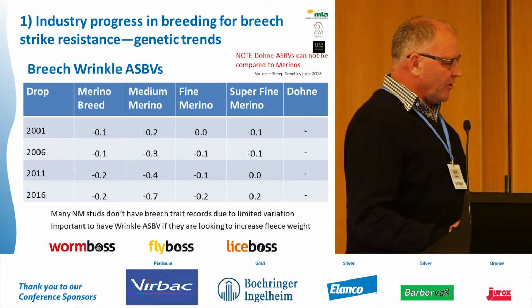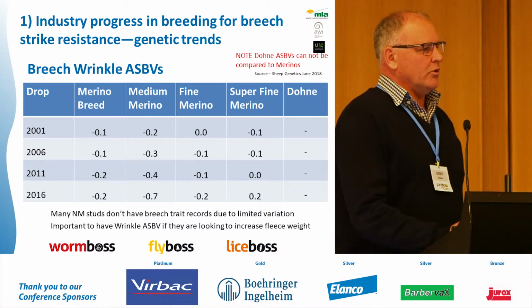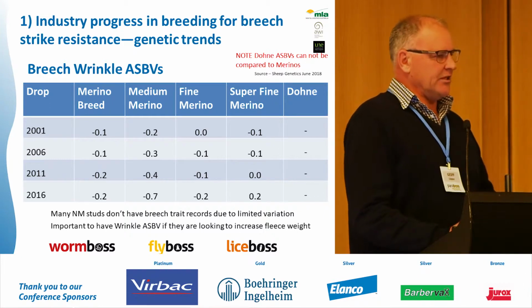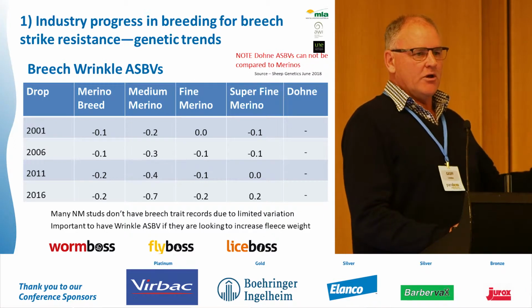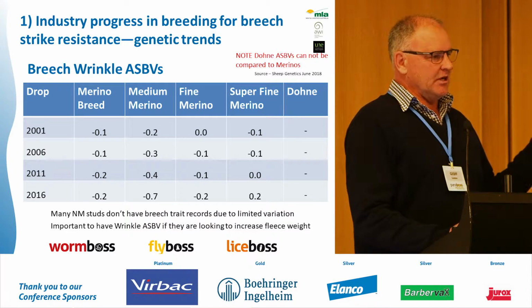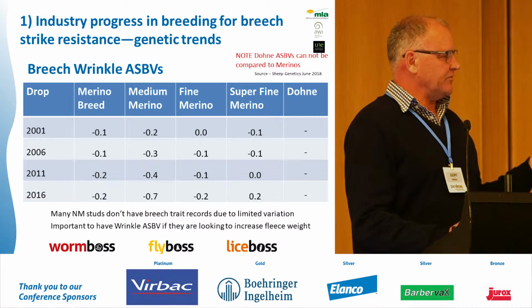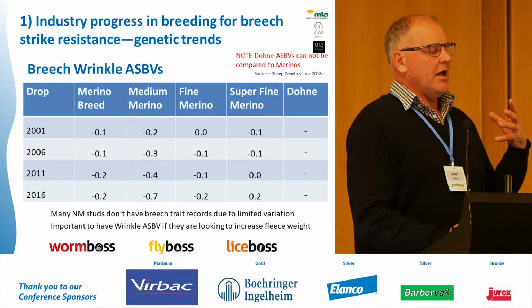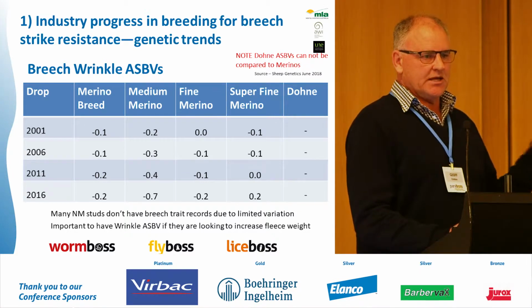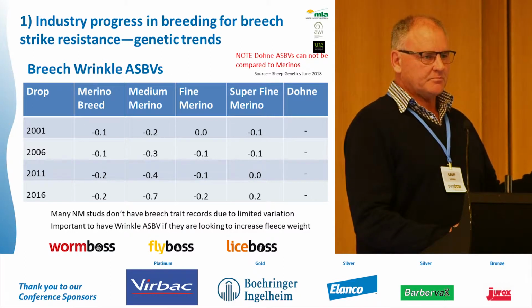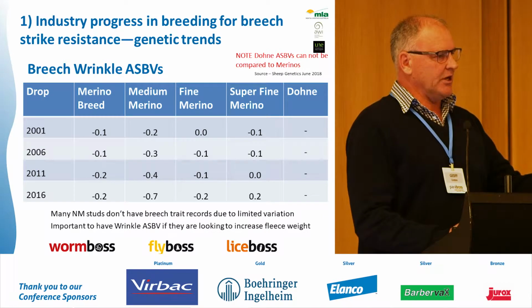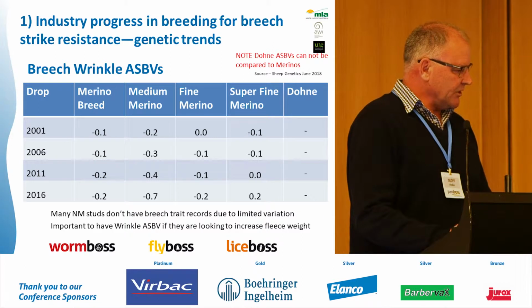If you see there with the fine wools, it's gone from 0 to minus 0.2, so some downward trend. And then in the superfine, you see that actually the trend is going the other way. Now, clearly the economic conditions amongst the superfines for the last 10 or 15 years, there hasn't been a premium on micron, and really what the superfines have had to do to stay competitive is put fleece weight on. So they've put a considerable amount of fleece weight on, and what has actually happened there is that their wrinkle score has actually gone up.